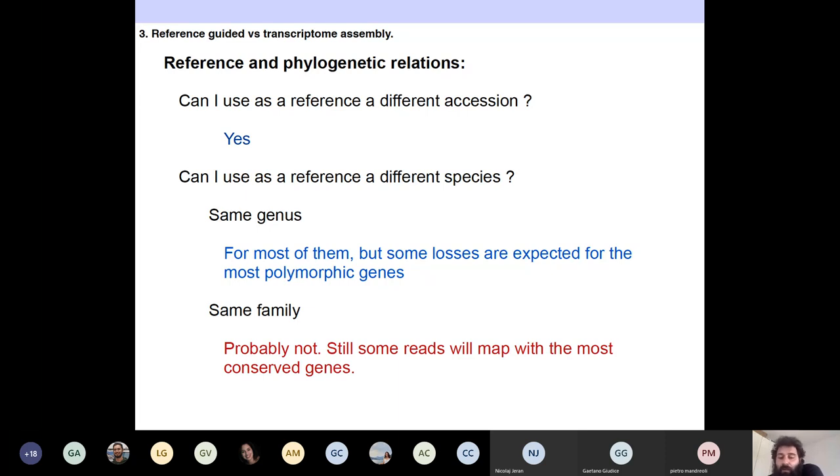And of course, it's not the same to use, for Solanum lycopersicum, Solanum pimpinellifolium as a reference, which is a close relative species, than to use Solanum melongena, eggplant, which is very far, with a distance of more or less 15 million years. So same genus, again, it depends. Same family? No, probably not. Same families are very far apart and very different. Some reads will map to most of the conserved genes, but not to all of them. So I will not recommend using a reference from the same family, okay?